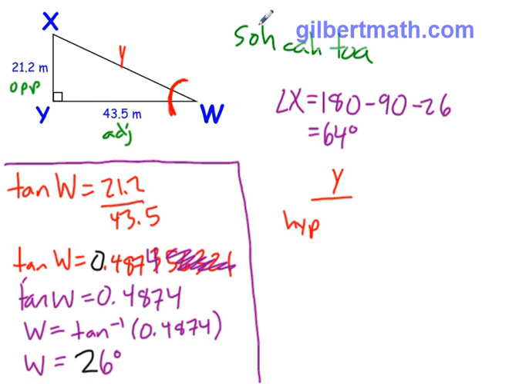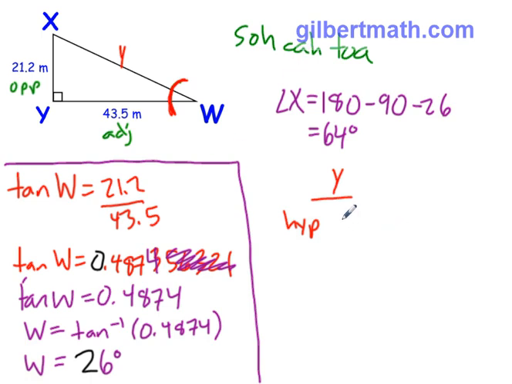So I know that I can either use sine, because the hypotenuse is in there, or I can use cos. I can't use tan, because the hypotenuse isn't involved, so it's not going to give me the hypotenuse. And now what I find is with angle W, I can either use 21.2, which is the opposite, or I can use 43.5, which is the adjacent. If I use 21.2, which is the opposite, I would use sine. If I use 43.5, which is the adjacent, I would use cos. Either way, I'll get the exact same answer.